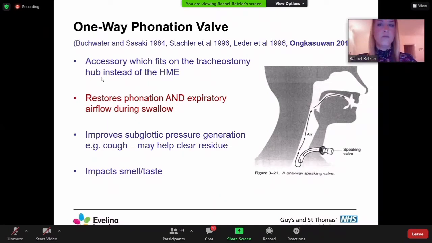A one-way phonation valve fits on the 15 mm hub of a tracheostomy. That's why they don't come in different sizes. They're all the same make in that way. It's an accessory that fits on the tracheostomy hub instead of the HME or, for example, Swedish gauze. This valve will restore phonation and expiratory airflow during the swallow and improve subglottic pressure generation, such as coughing, and might help to clear residue with that airflow out of the upper airway and can impact on smell and taste.